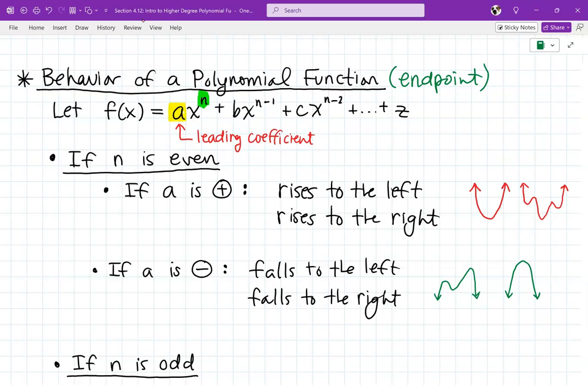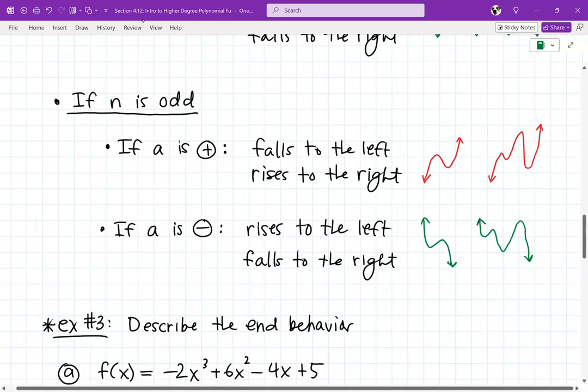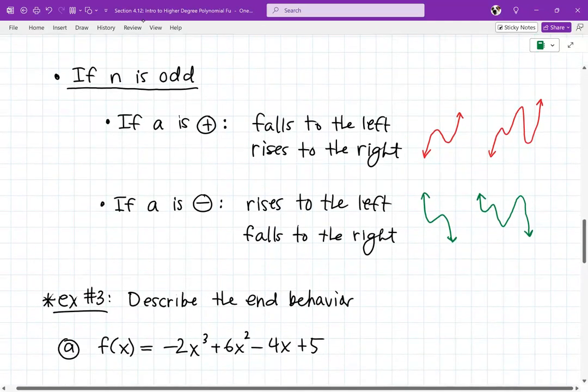If your leading coefficient is negative, you're going to tell me that it falls to the left and it falls to the right. I mentioned to you guys a little earlier, while the video wasn't recording, that if anything, take from this the fact that if your degree is even, both sides will either rise or fall. So it's either rises left and rises right, or falls left and falls right. Both endpoints do the exact same thing when your degree is even.